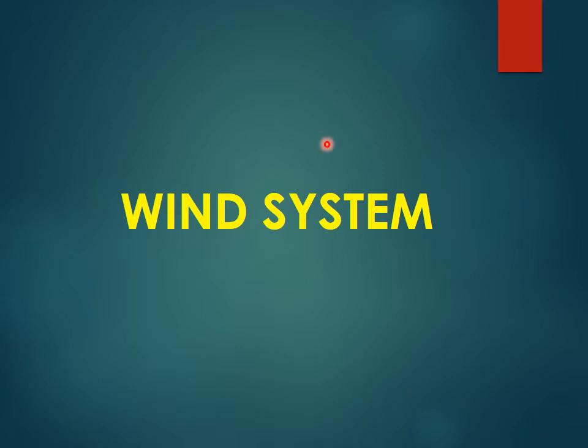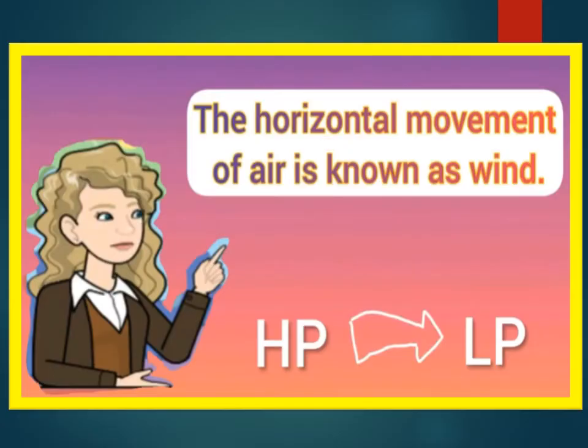Now let us look into the wind system. As you know, wind is caused by difference in pressure on the earth's surface. So children, what is wind? Wind is the horizontal movement of air. And always remember that wind blows from high pressure to low pressure. So HP is high pressure and LP is low pressure. Wherever there is low pressure, winds from high pressure areas will come and occupy its place.